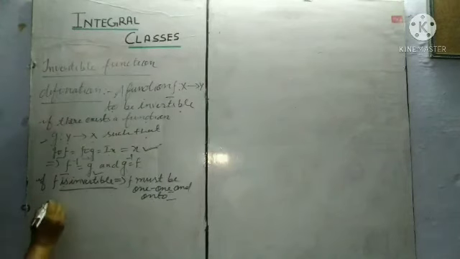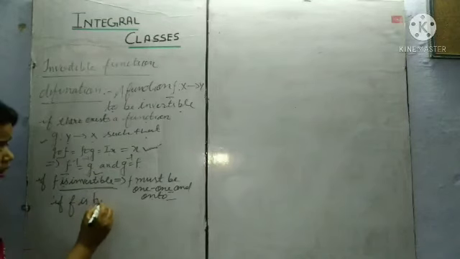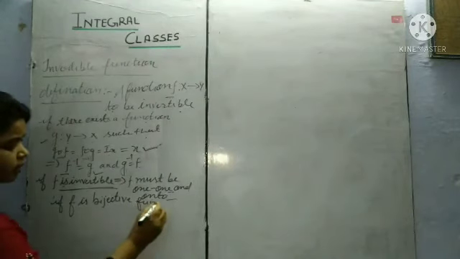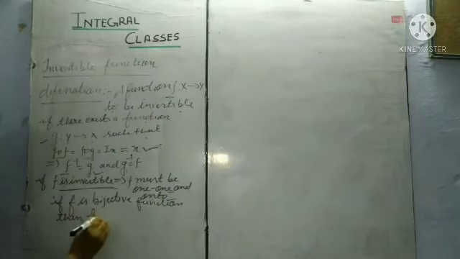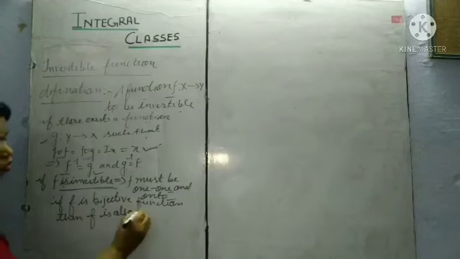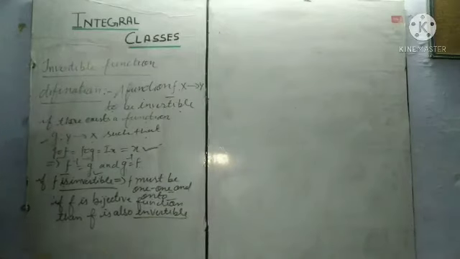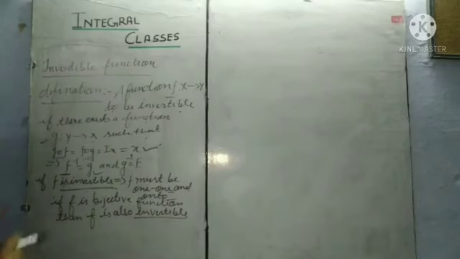So the result is: if f is a bijective function, then f is also invertible. It means we will get its inverse. What is the meaning of invertible? We will get its inverse function. If f is given, then we will get f inverse. So how can we get it?